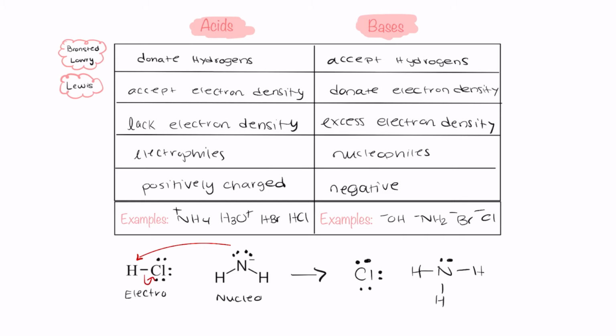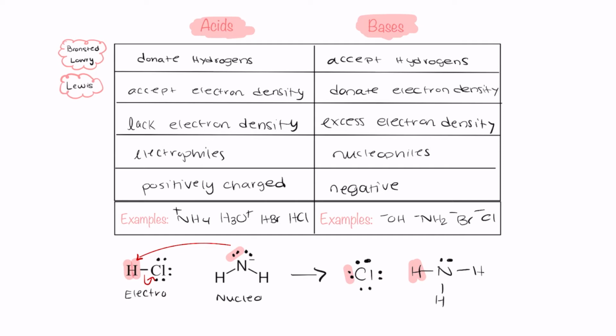Now, chlorine gained that lone pair from the nitrogen. So if we wanted to highlight it, nitrogen lost this lone pair and chlorine gained that lone pair. And HCl lost this hydrogen and nitrogen gained that hydrogen. So it was a fair exchange.